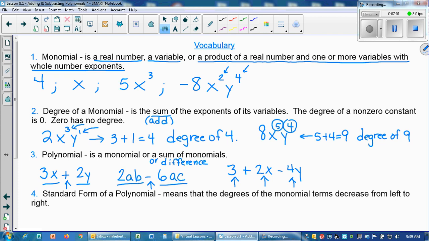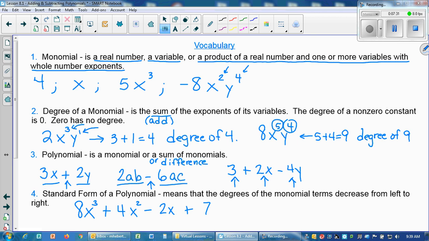Vocabulary number 4, which is standard form of a polynomial. This means that we take the degrees of the monomial terms and we put them in order from the highest degree to the lowest degree. So we'll give you an example of one and then I'll explain it as we see. Suppose we have 8x to the third plus 4x squared minus 2x plus 7.